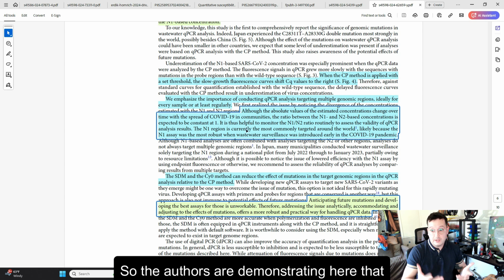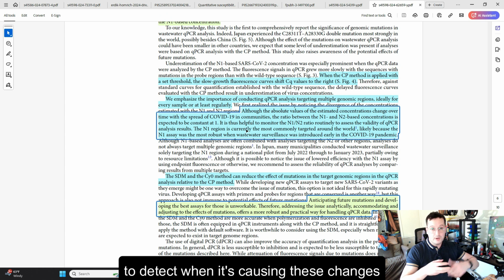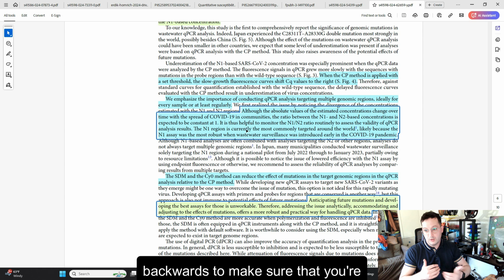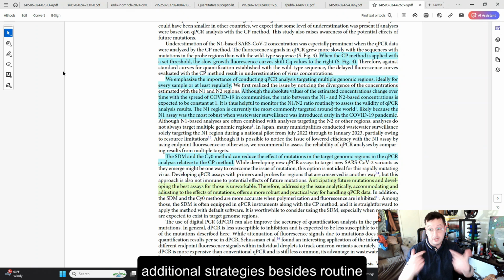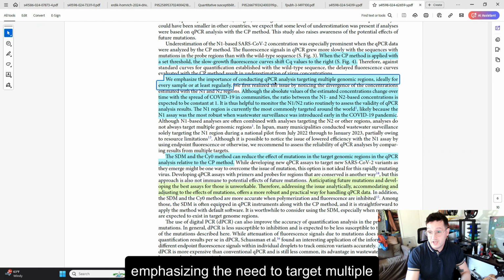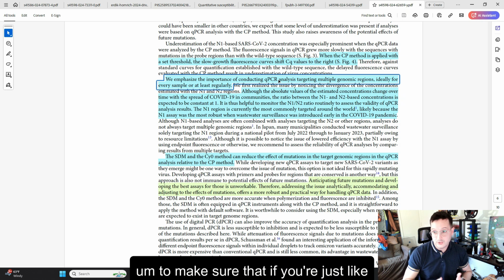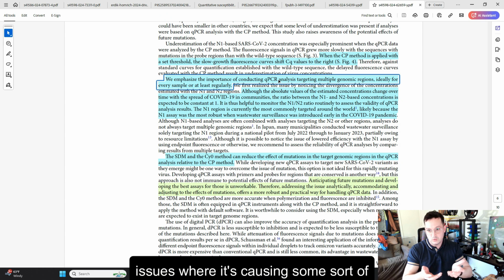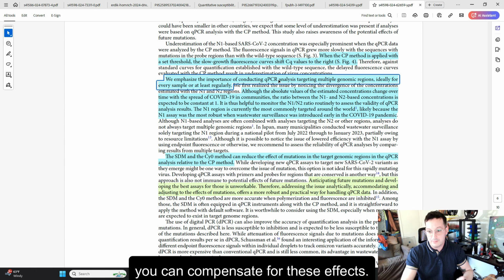So the authors are demonstrating here that it's important and very helpful to monitor the N1 to N2 ratio routinely to detect when it's causing these changes, and then apply a correction factor backwards to make sure that you're compensating for these changes. The authors emphasize 3 additional strategies besides routine monitoring. The first is emphasizing the need to target multiple genomic regions for each sample. If you're just targeting the N1 and N2 and you have these issues causing some sort of split outside of a 1-to-1 ratio, then it's going to impact it. So make sure that you're potentially expanding the targeted range so you can compensate for these effects.